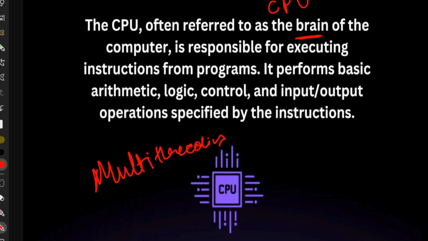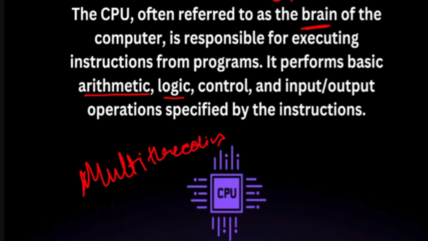First, we'll start with what is the CPU. CPU is basically a laptop's processing unit. It is the brain of the computer which executes the instructions. If you're using a calculator or performing an arithmetic operation or any logical operation, the CPU does that. It's the brain of the computer. It handles the input and output operations specified by the instructions.